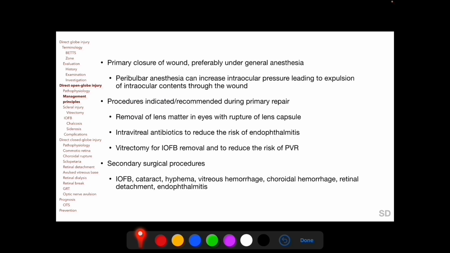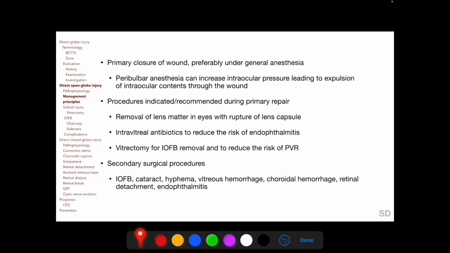Procedures indicated or recommended during primary repair include removal of lens matter in injured eyes with rupture of lens capsule, and some recommend administration of intravitreal antibiotics during primary repair to reduce the risk of endophthalmitis, as well as vitrectomy if media clarity permits for intraocular foreign body removal, and to reduce the risk of proliferative vitreoretinopathy. Following primary repair of the wound, secondary surgical procedures may be indicated for intraocular foreign body, cataract, hyphema, vitreous hemorrhage, choroidal hemorrhage, retinal detachment, and endophthalmitis.